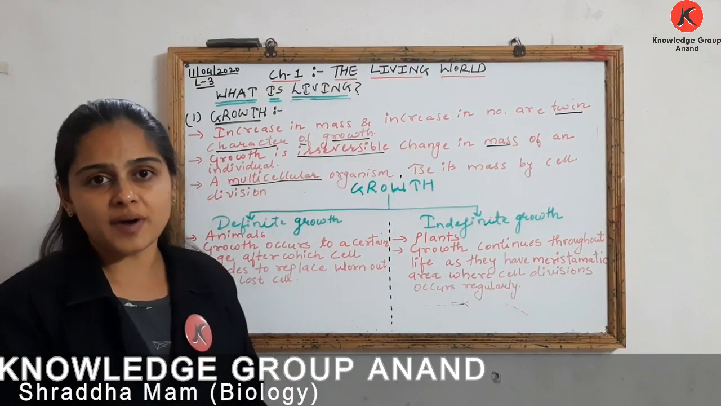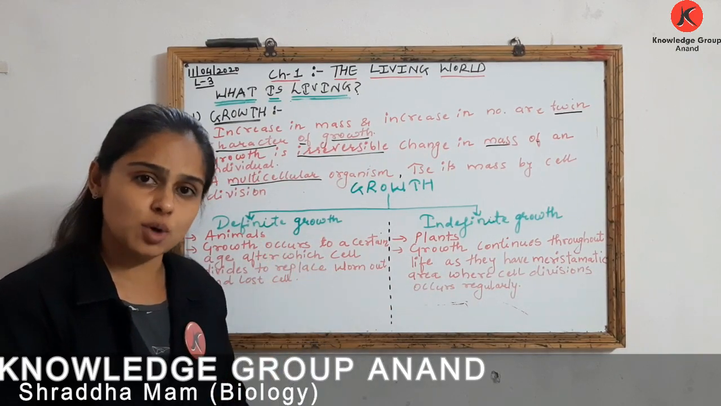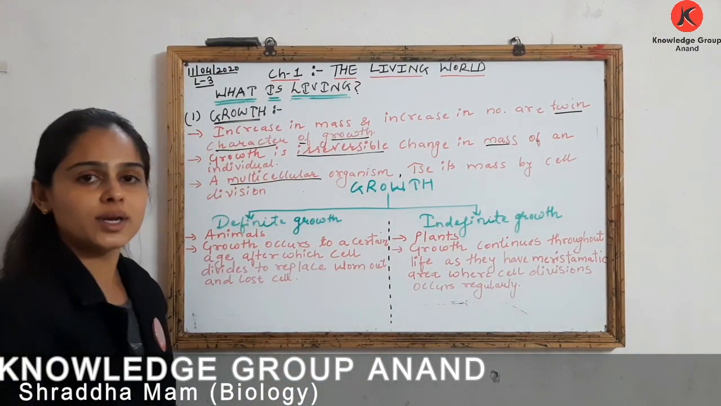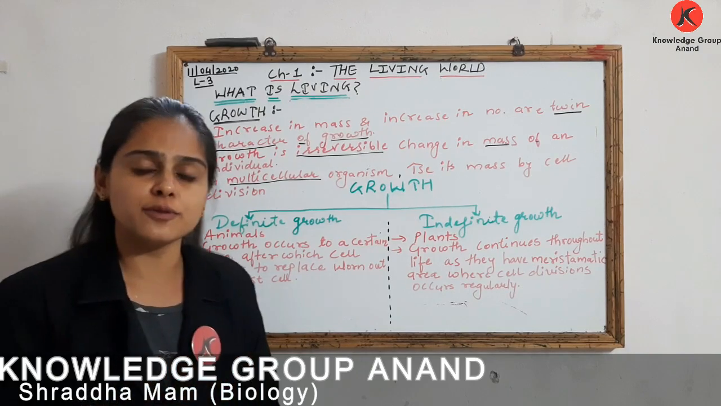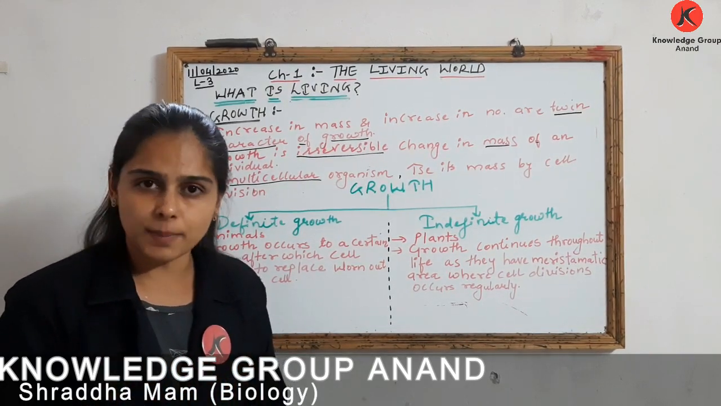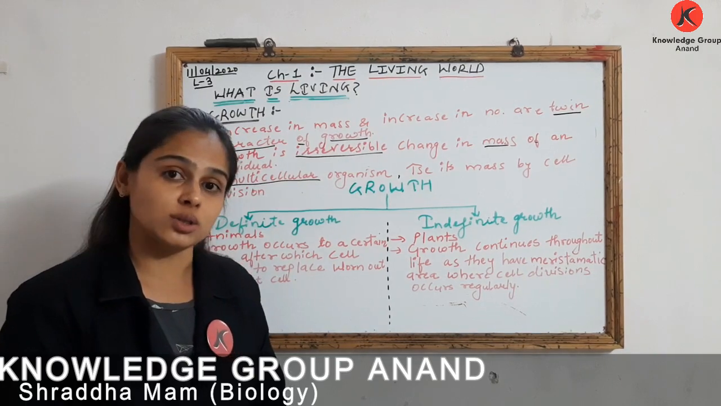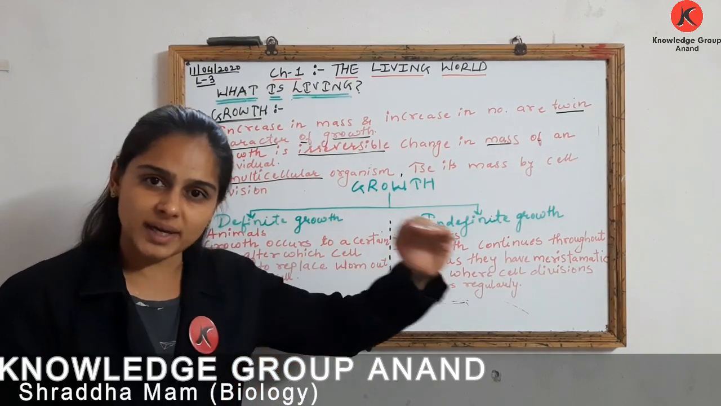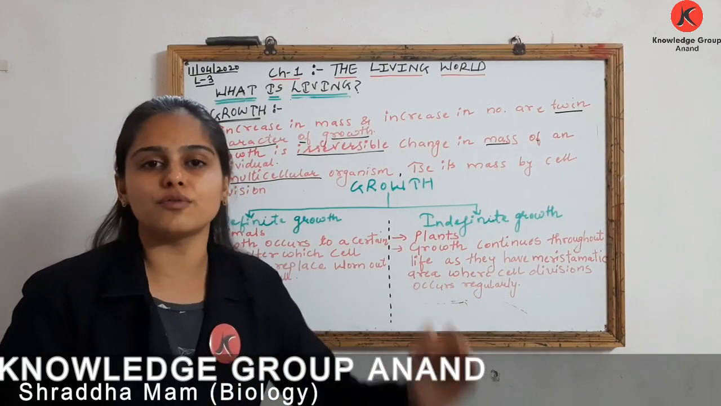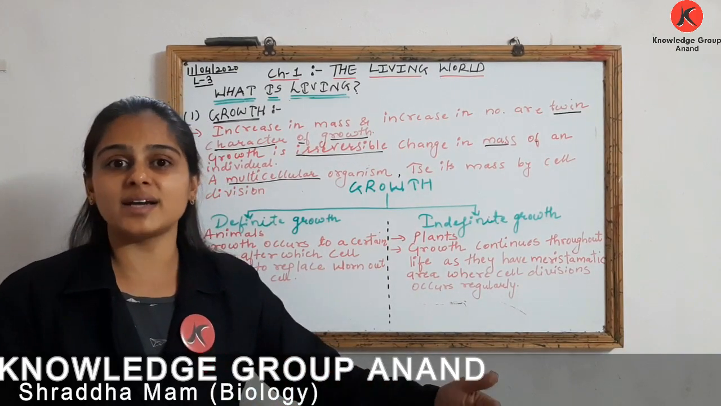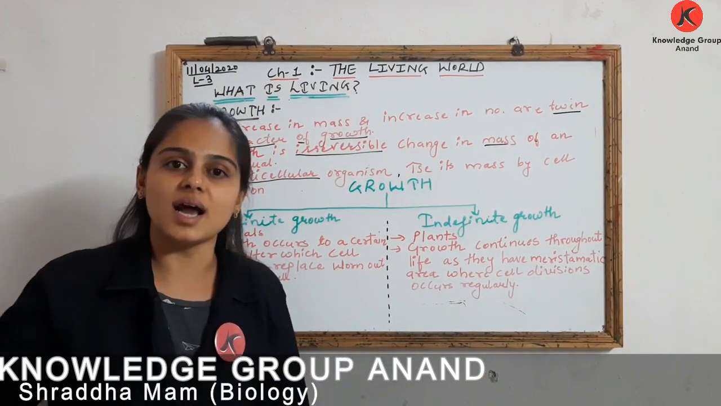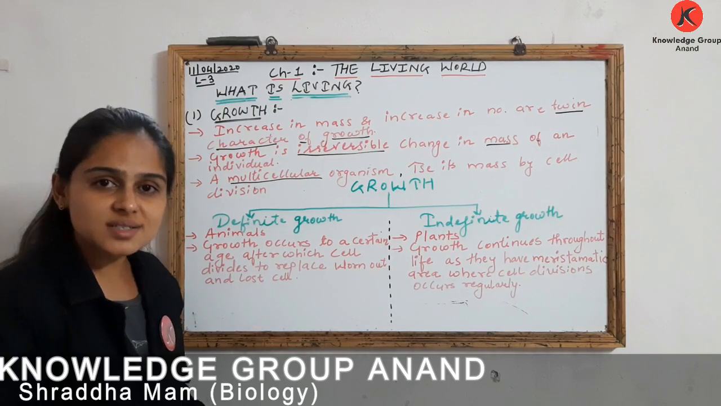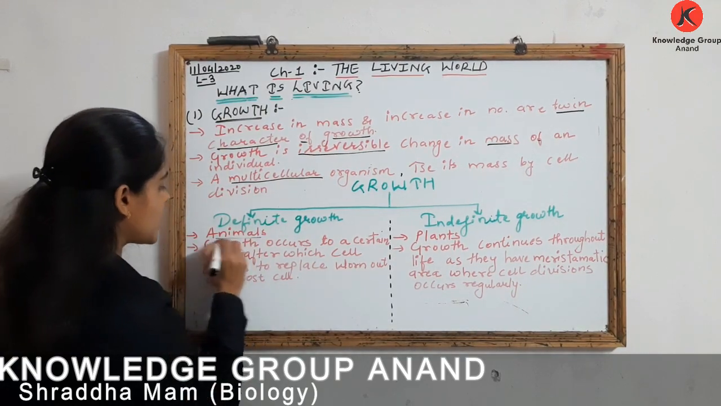Now I have classified growth into two types, as you can see over here. Number one is definite growth, and the second one I have mentioned is indefinite growth. What is the meaning of the same? The meaning is very simple. If we are talking about definite growth, इसका मतलब ये होता है कि growth occurs up to a certain age. एक लिमिट तक ग्रोथ होता है, उसके बाद ग्रोथ will stop. Whereas indefinite का मतलब क्या होता है? It goes lifelong.